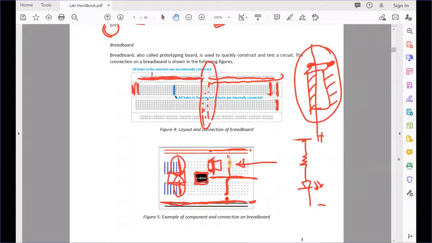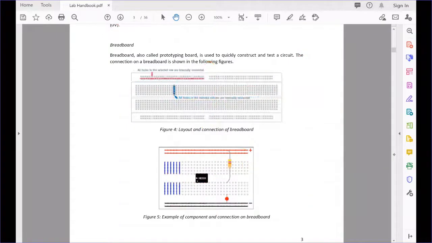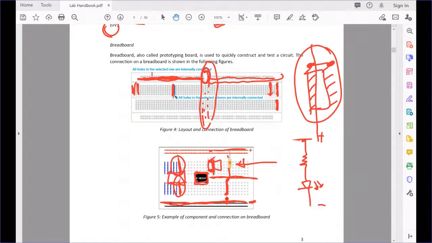Please remember, the 5 dots here are connected to each other, then the whole row here is connected to each other, and in between there is a break. So this line and this line are basically not connected to each other. And the same goes here. This line and this line are not connected to each other, even though they are the same line. In between there's a break. There's also a break in between here. So this is the basic concept of the breadboard.